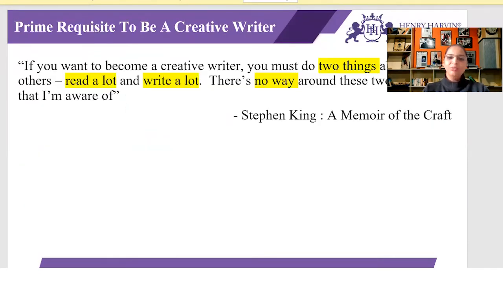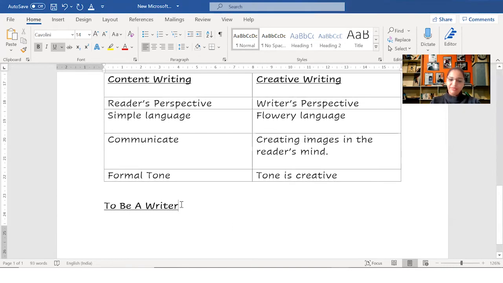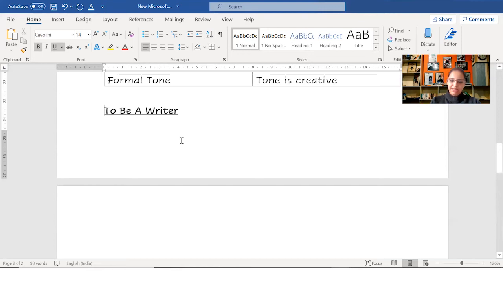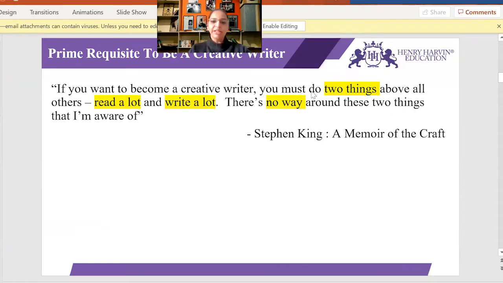Coming on to how to become a writer. This is something really important. Everyone wants to become a writer. To become a writer, one of the prime requisites is to read. Stephen King writes, if you want to become a creative writer, you must do two things above all others: read a lot and write a lot. There's no way around these two things that I'm aware of. This is by Stephen King from On Writing: A Memoir of the Craft.